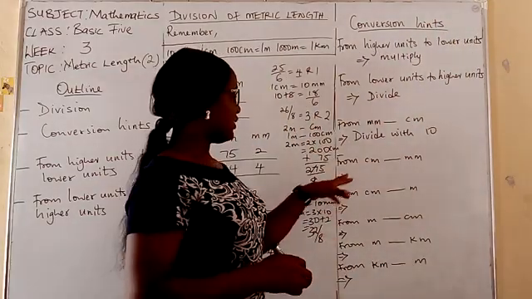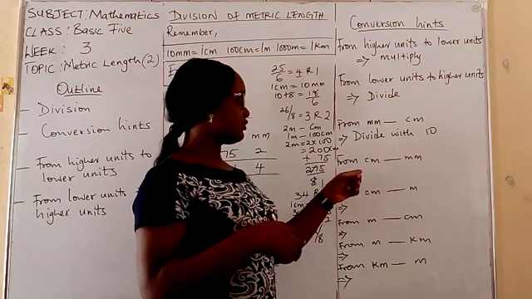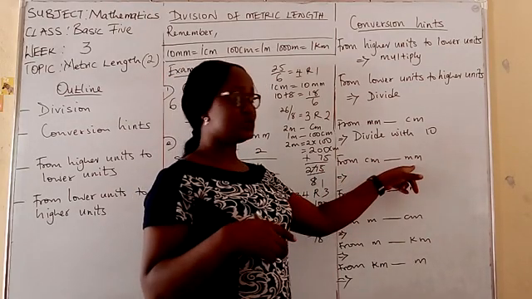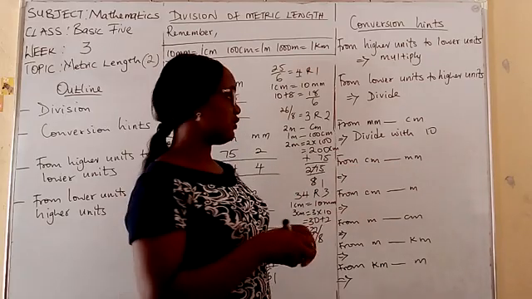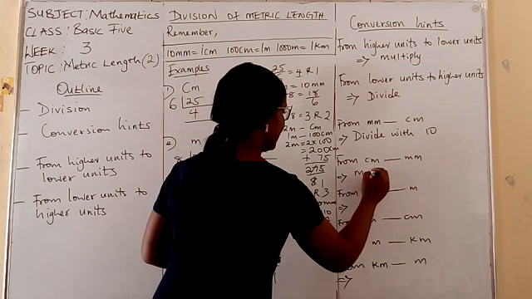Now, when you're converting the other way around, from centimeter to millimeter, this time from a higher to a lower unit, you will multiply.